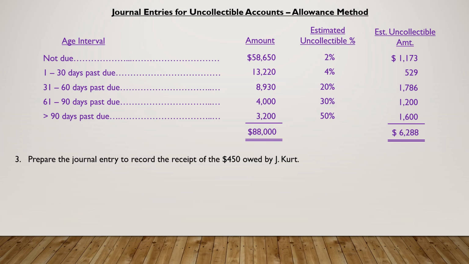Item number 3. What if J. Kurt pays his $450 amount owed after it is written off? First, reinstate the AR back onto the books. Then recognize the cash received.